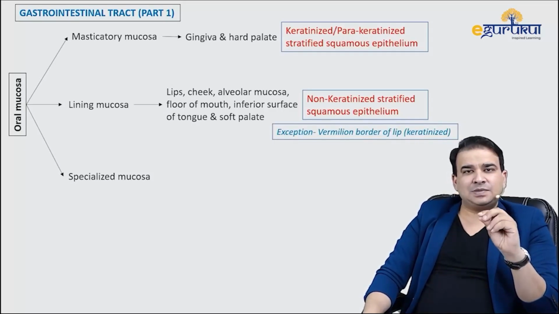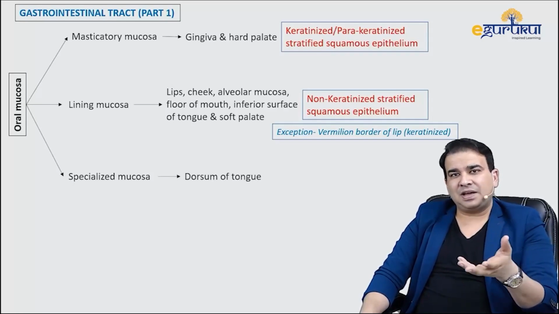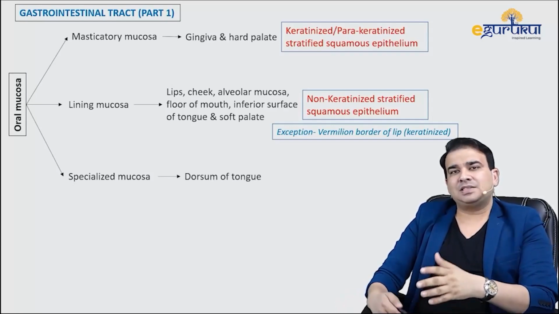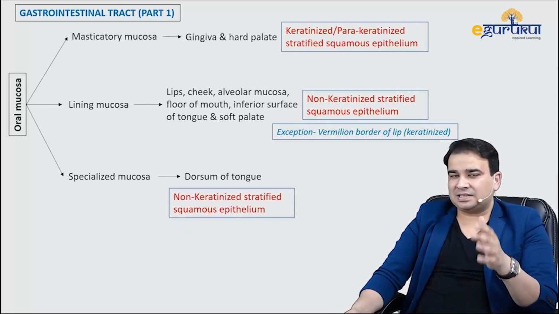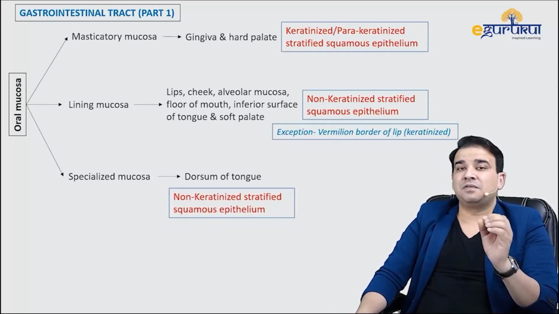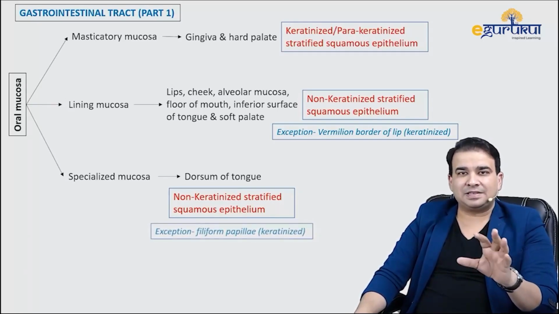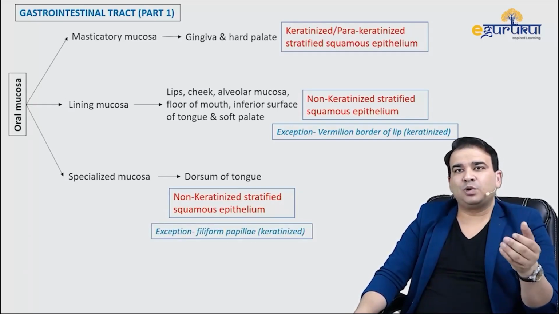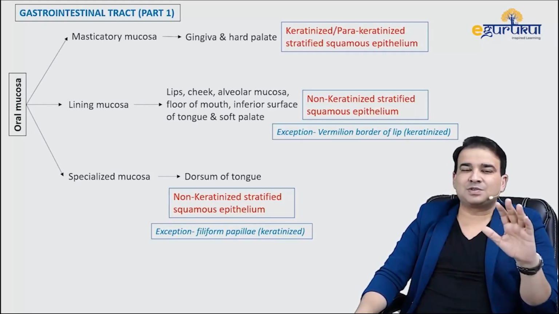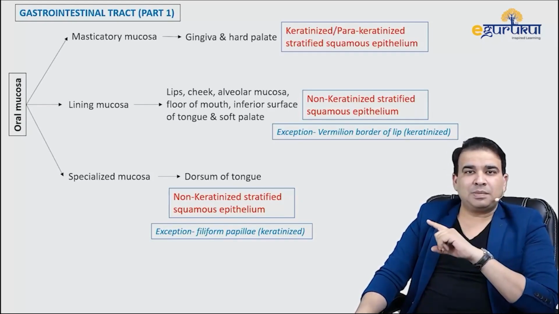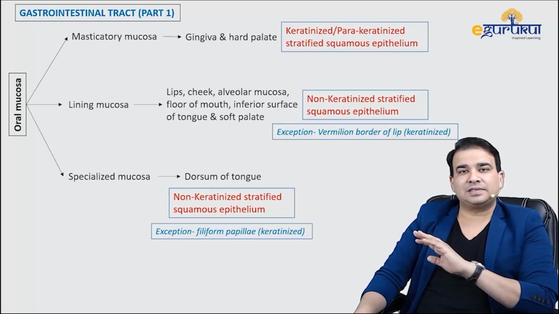And when you say specialized mucosa, obviously we are talking about the dorsum of the tongue. The dorsum of the tongue again has stratified squamous epithelium, and it's non-keratinized stratified squamous epithelium, with again an exception there, and that exception is filiform papillae. In case of filiform papillae, the epithelium is keratinized here. So this is about the oral mucosa, the masticatory, the lining mucosa and the specialized mucosa. All of them have stratified squamous epithelium, but you have to remember the exceptions there, where we have keratinized and where it is non-keratinized.